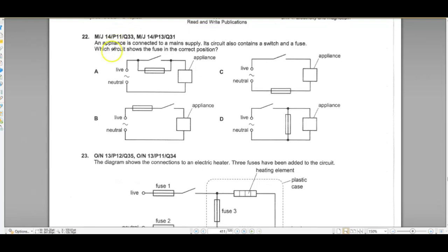Question number 22. An appliance is connected to main supply. Its circuit also contains a switch and a fuse.